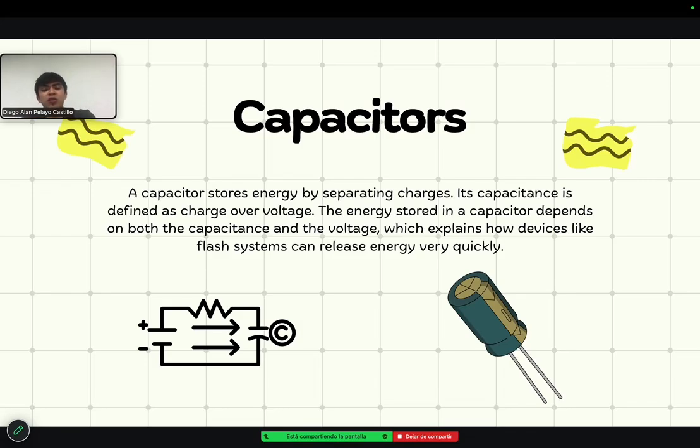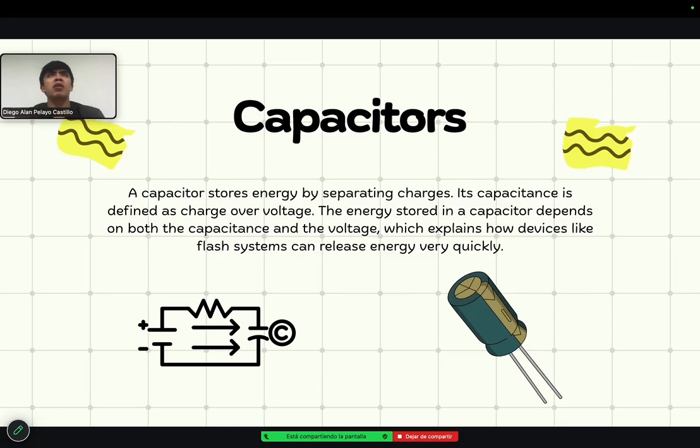The structure of a capacitor is made of two conductive plates separated by an insulating material called a dielectric. This dielectric prevents charges from moving directly between the plates while still allowing energy to be stored in an electric field between them. So basically, how does a capacitor work? When a capacitor is connected to a battery, electrons move from one place to another, clockwise, and as a result, one plate becomes negatively charged and the other becomes positively charged.